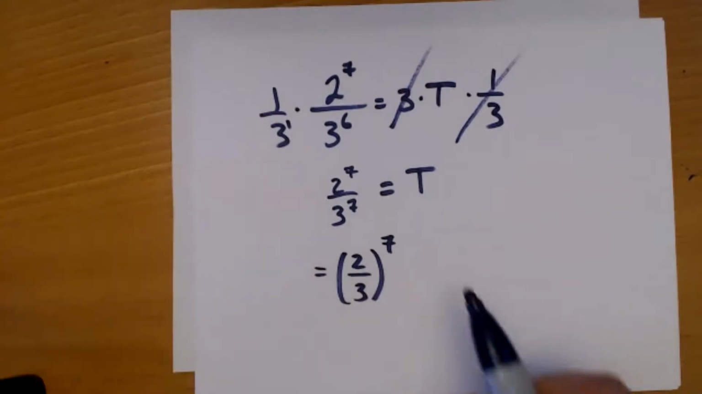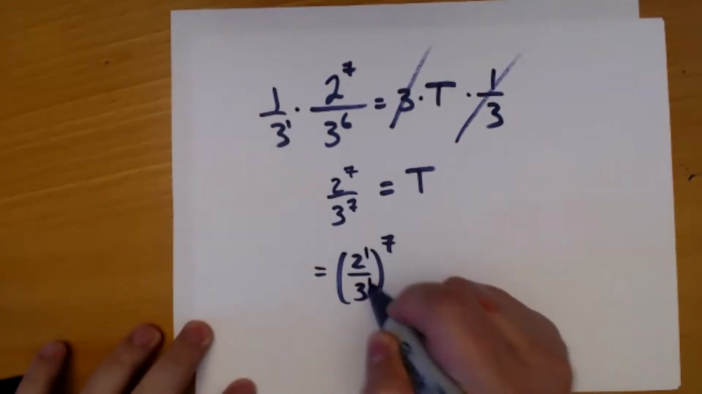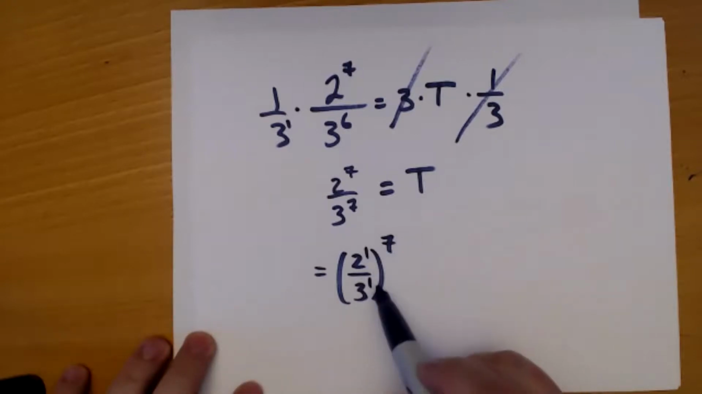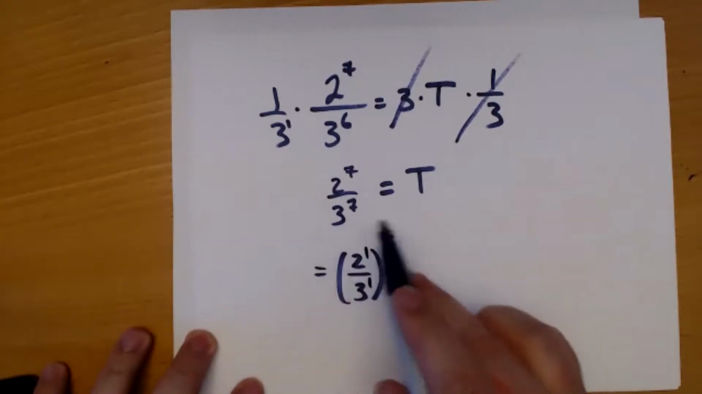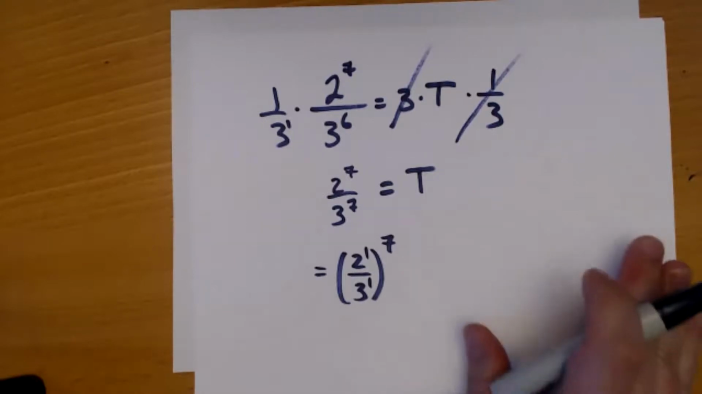Because if you remember those exponent rules, when you have a power to a power, right, these are to the first, it multiplies in. And that's why it's 2 to the 7th and 3 to the 7th. So you can do that. Okay. Cool deal.